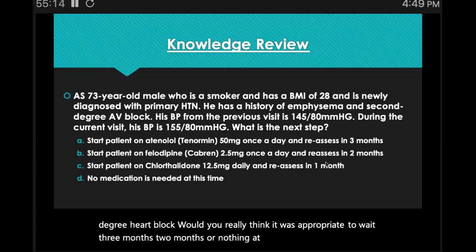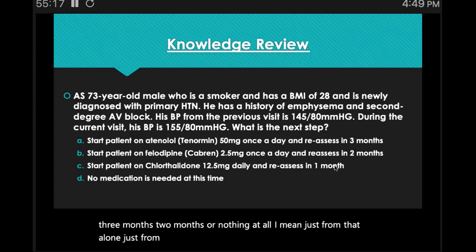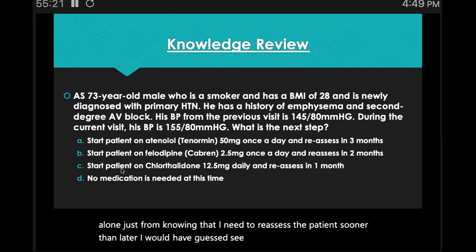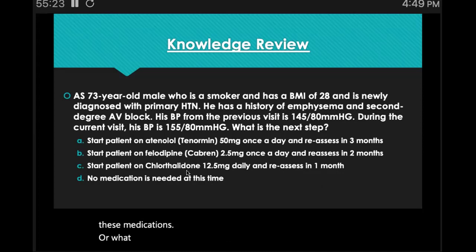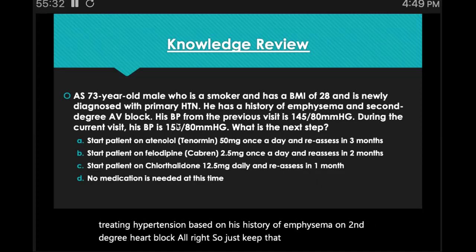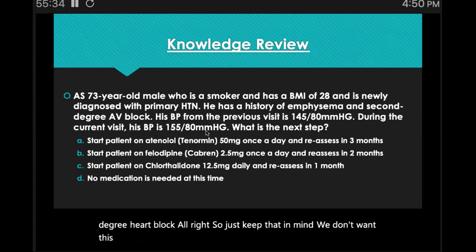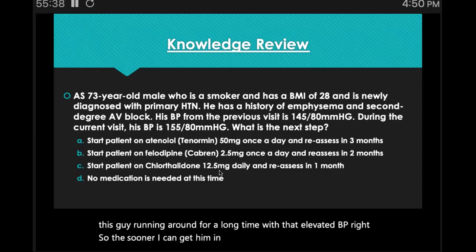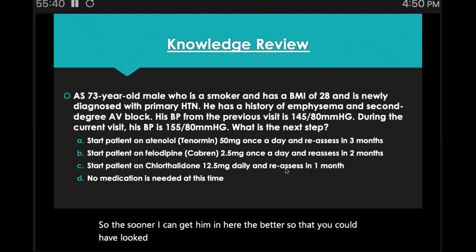I mean, just from that alone, just from knowing that I need to reassess this patient sooner rather than later, I would have guessed C, even if I didn't know any of these medications or what the appropriate medication would be for him in terms of treating hypertension based on his history of emphysema and second-degree heart block. All right, so just keep that in mind. We don't want this guy running around for a long time with that elevated BP, right? So the sooner I can get him in here, the better. So you could have looked at it from just a basic test-taking standpoint.